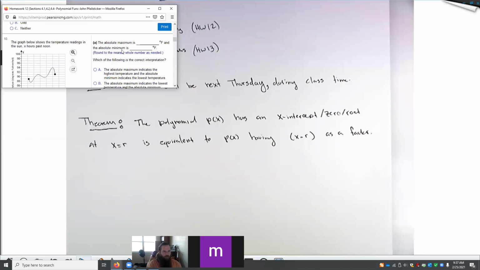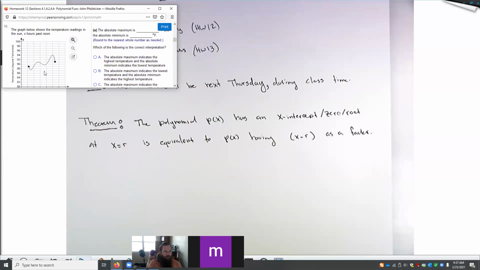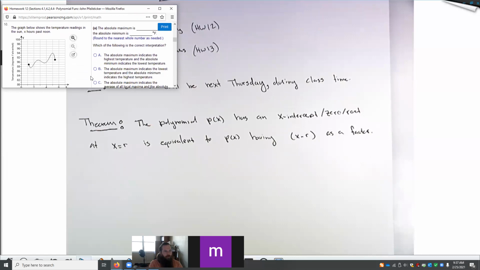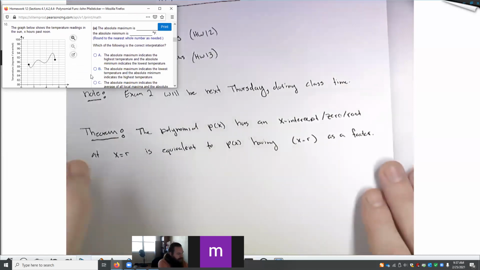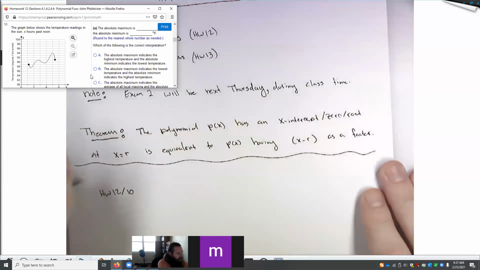Try to get this a little bit out of the way. There we go. All right, I'm not going to redraw this graph. Rather than redrawing this graph, I'm just going to refer to it over here. But I'd like us to work through this together, just to make sure we're comfy with the core ideas. Number 12, number 10. We'll do this as an example.